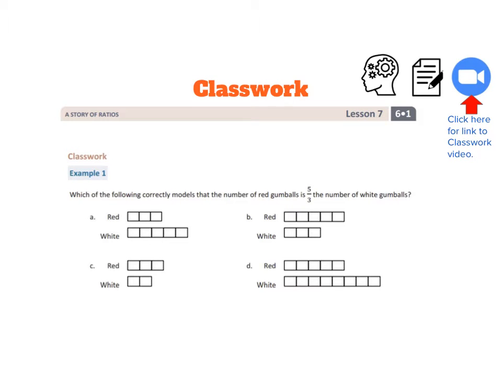Classwork. Example 1. Which of the following correctly models that the number of red gumballs is 5 to 3, or wait, I should say 5/3 the number of white gumballs. I was talking about ratios. Now look at, I've got a fraction. 5/3 the number of white gumballs.